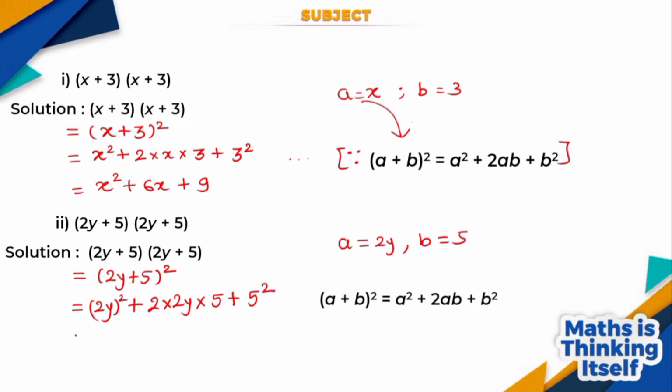When we take the square of (2y), the factors here are 2 and y, and we take the square of both. 2 squared is 4, y squared is y², plus 2 into 2 is 4 and 4 into 5 is 20, with y as it is, plus 5², which is 25.